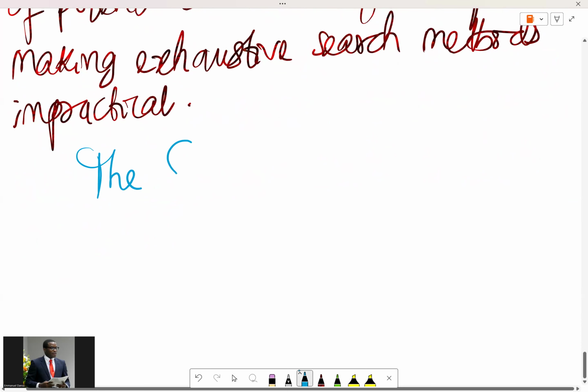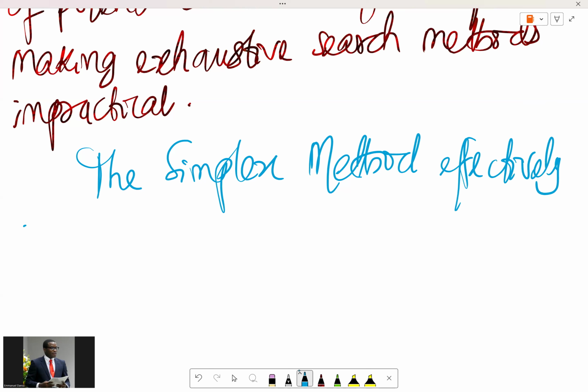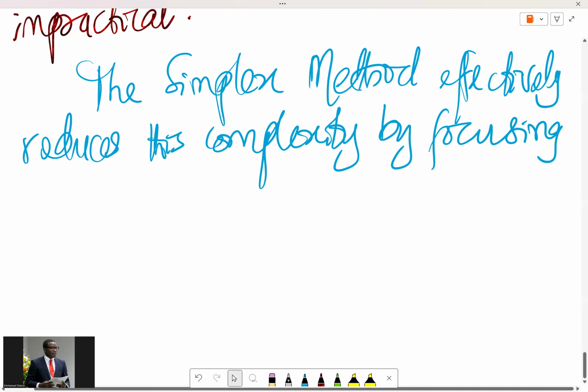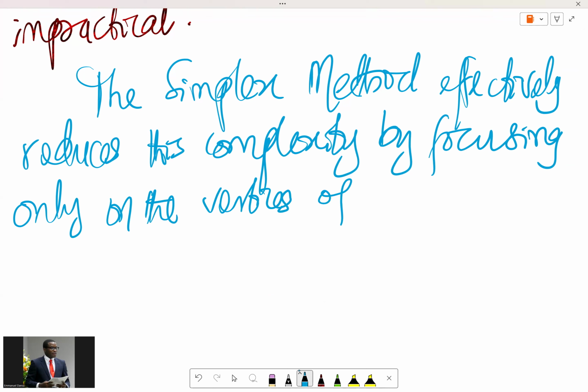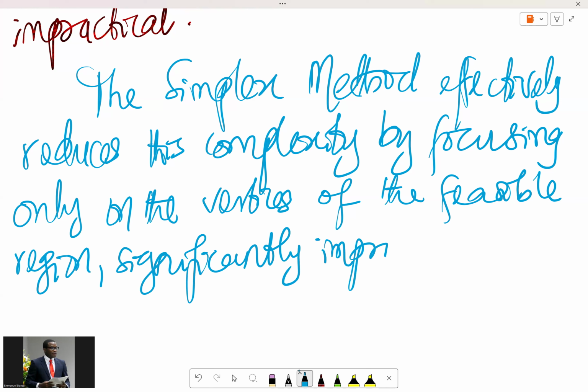Then the simplex method effectively reduces this complexity by focusing only on the vertices of the feasible region, significantly improving computational efficiency.